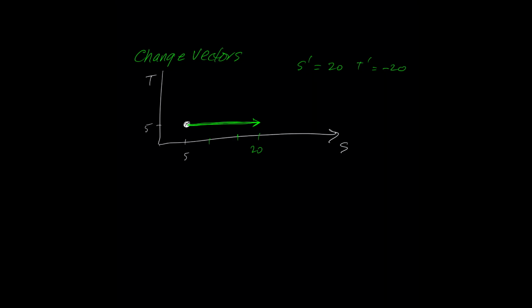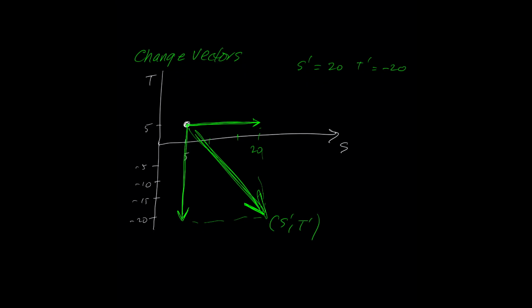And so the first thing we have to do is create this negative t-axis, where this is minus 5, minus 10, minus 15, minus 20. And the t prime change vector is then this vector pointing in the negative t direction and having length 20. And then, of course, the resulting net change vector is right here. And this is the change vector S prime, T prime at the point ST equals 5, 5.